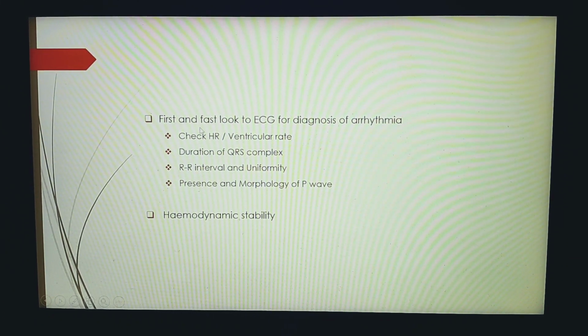For diagnosis purposes, we should recall 4 points: the heart rate, the ventricular rate, the duration or structure of the QRS complex, and the RR interval, and the presence and morphology of the P wave. These 4 points are very important for diagnosis of any arrhythmia, and hemodynamic stability for management purposes.